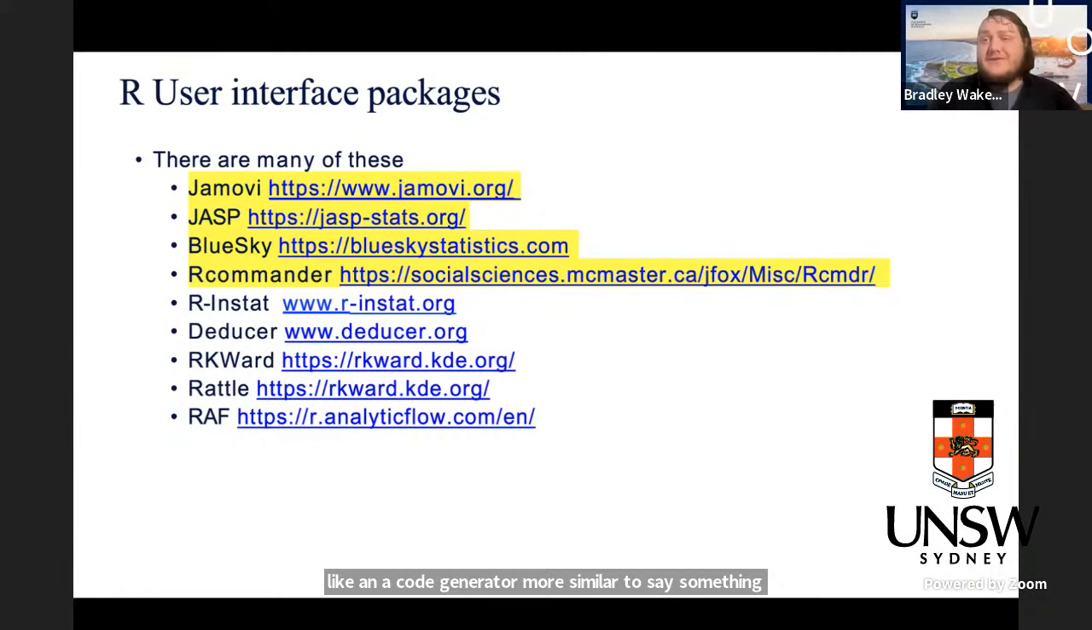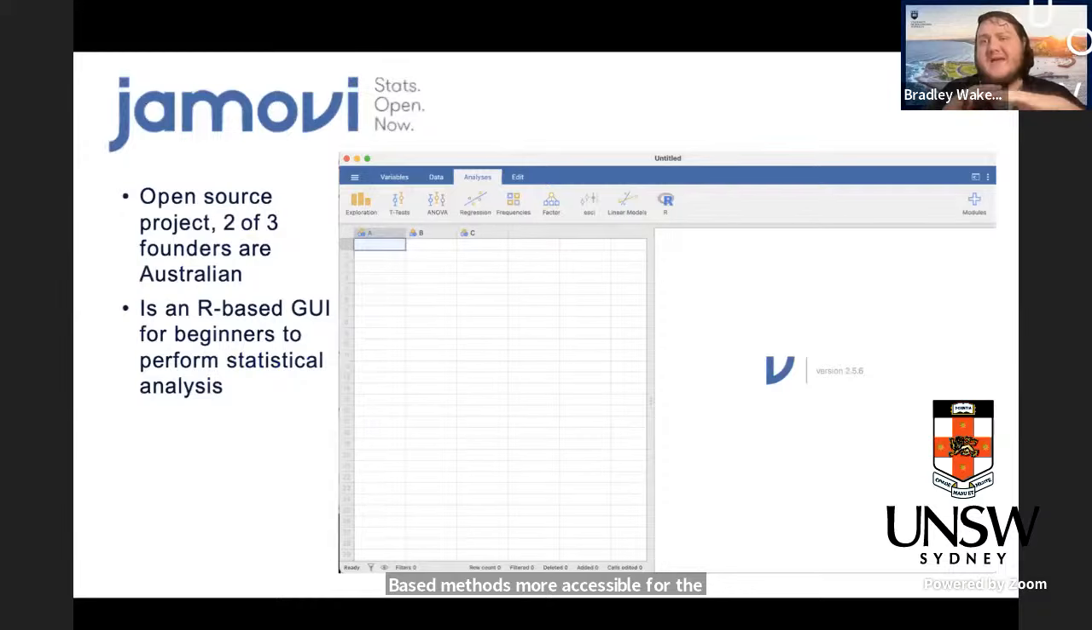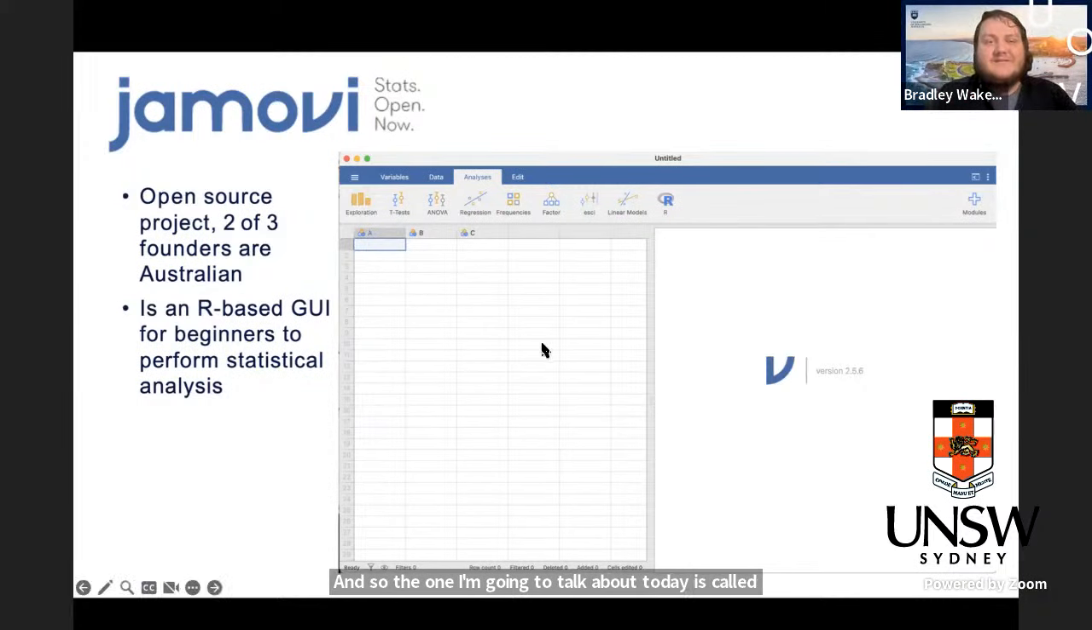So there are user interfaces that can be really useful at making R-based methods more accessible for the general public. The one I'm going to talk about today is called Jamovi. This is what Jamovi looks like. You've got essentially a spreadsheet view, and this section over here is where all your output will get presented. There are only limited analysis options, although you can add in more modules and do more analysis, and I'll talk about that a little bit later on.